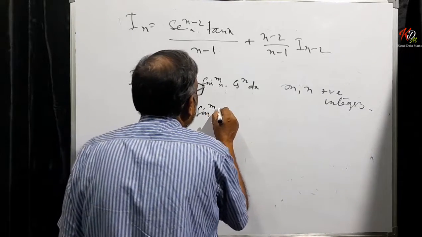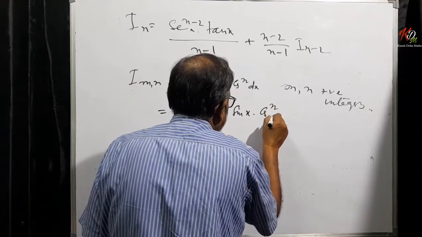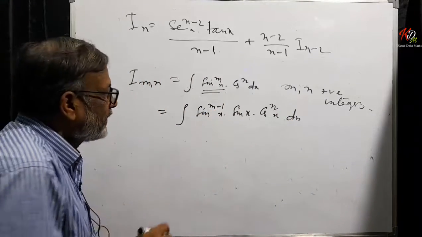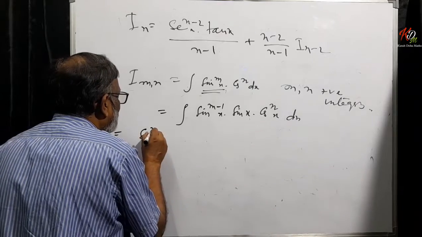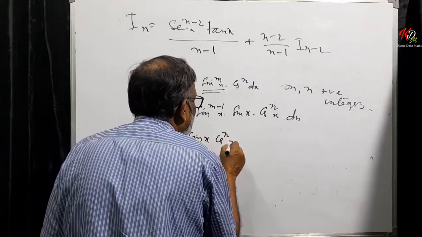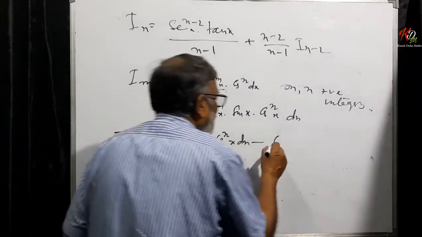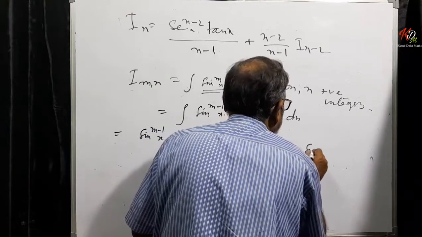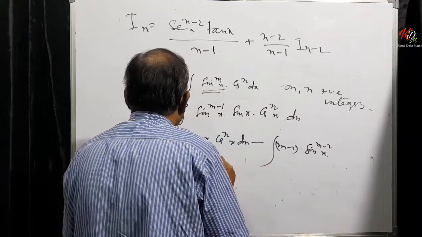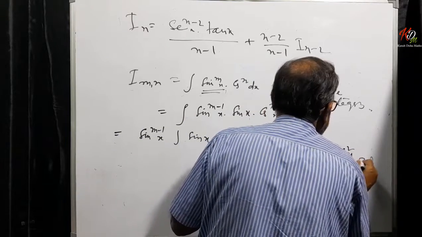Now sin to the power m minus 1 x, sin x cos to the power n x dx, breaking this into two functions: sin to the power m minus 1 x into sin x cos to the power n x dx. Now, sin to the power m minus 1 x, minus the derivative of this with respect to x, m minus 1 sin to the power m minus 2 x, integration of sin x is minus cos x, so cos square x dx.